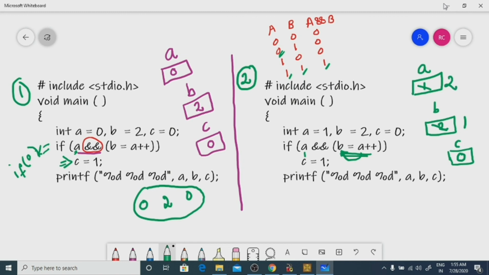Now, if you observe here, 1 and 1. 1 and 1 is 1. So it will become like if 1. If 1 means the condition is true. Any non-zero value is considered as true. So this statement will be executed. C equal to 1, so this 0 will become 1. So we will get the answer 2, 1, 1.